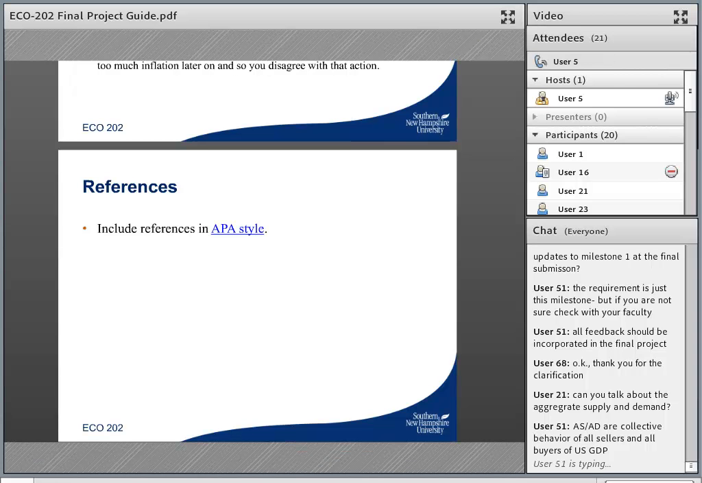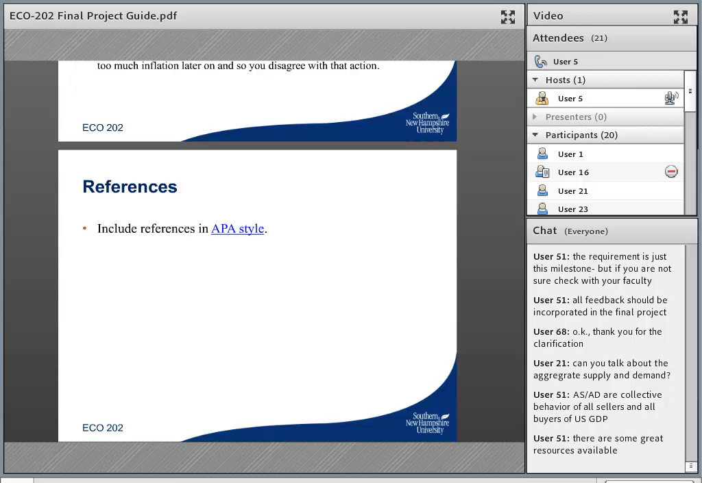Yep, so Anna asks about aggregate supply and aggregate demand. So yeah, aggregate demand is, like Ellen said, the collective behavior of the buyer side of the U.S. economy. So typically when we think about the components of aggregate demand, it's just all of the consumption, government spending, investment, and net exports in an economy. So anything that impacts any of those bits is going to move aggregate demand.